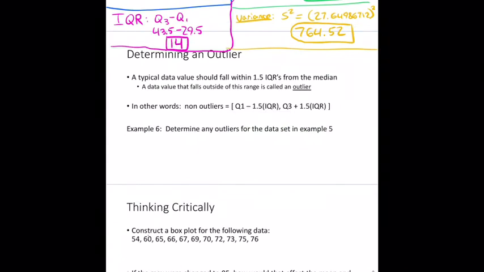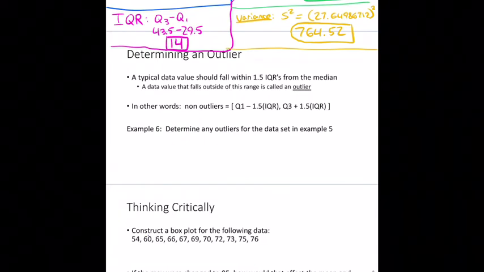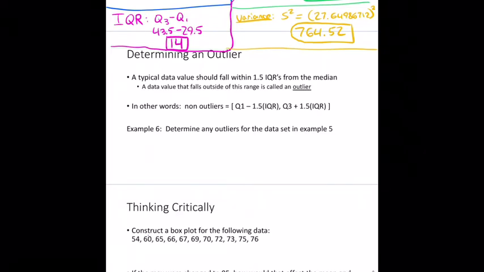All right, and now we're going to look into determining when something is an outlier. So an outlier is a data value that doesn't really make sense within the whole data set. It is one particular data value that doesn't really do a good job of describing what the rest of the data does. So a lot of times in math, we can throw that number out and treat the data set as if that number didn't even exist.